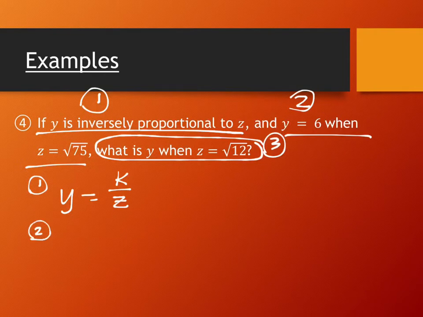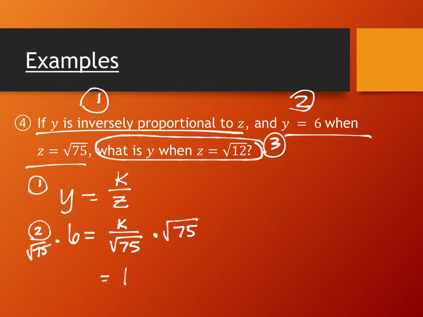Step 2 is that I'm going to use the values where y is 6 and z is square root 75. So y is 6 and z is the square root of 75. That does allow me to find k, correct? It does. What would I need to do to find k here? Multiply by the square root of 75, which we're going to have to simplify at some point, by the way. We haven't done it yet, but we will.